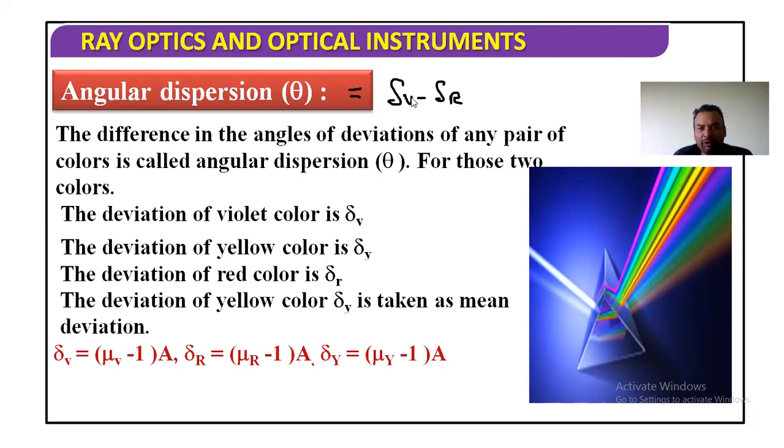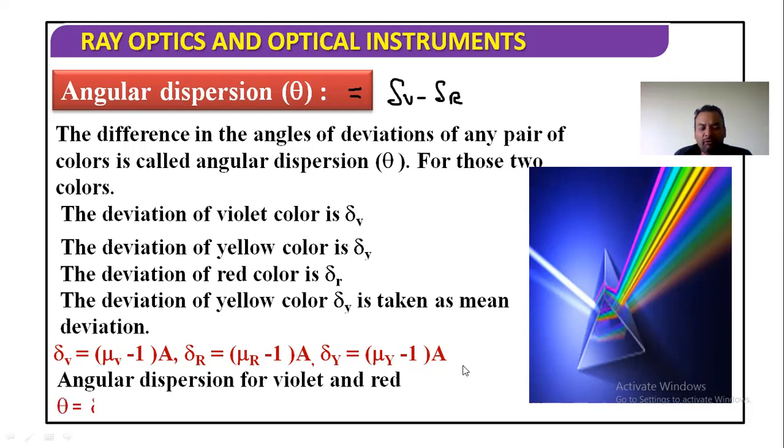So now how to find out delta V. Delta we have already derived from the prism formula: delta is equal to mu minus 1 into A, where mu is the refractive index of the material of the prism, and A is the angle of prism. So we have found the deviation. Now we have to find this deviation for violet: delta V is equal to mu V minus 1 into angle of prism. Likewise for the red color, deviation is equal to mu R minus 1 into A. Likewise deviation for the yellow color is equal to mu Y minus 1 into A.